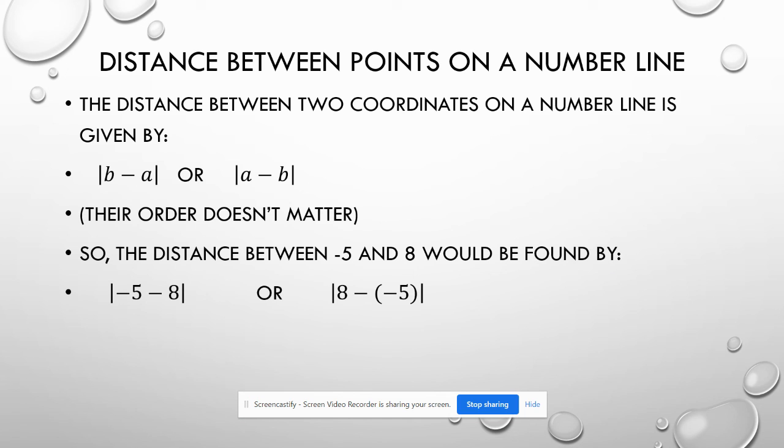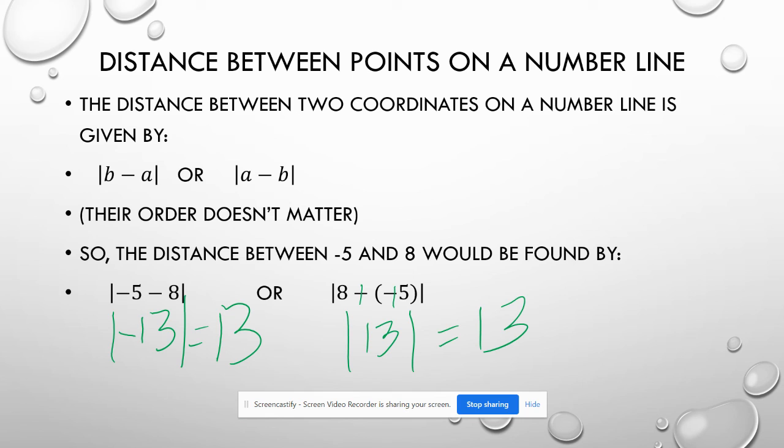The distance order really won't matter with the absolute value. So if we want to know the distance between -5 and 8, we can do the absolute value of -5 minus 8. -5 minus 8 is -13. The absolute value of -13 is 13. Or we can do 8 minus -5. Now remember, in this case, we do the math inside, and that's the only reason why we can add the opposite right there. 8 plus 5 is 13. The absolute value of 13 is 13.